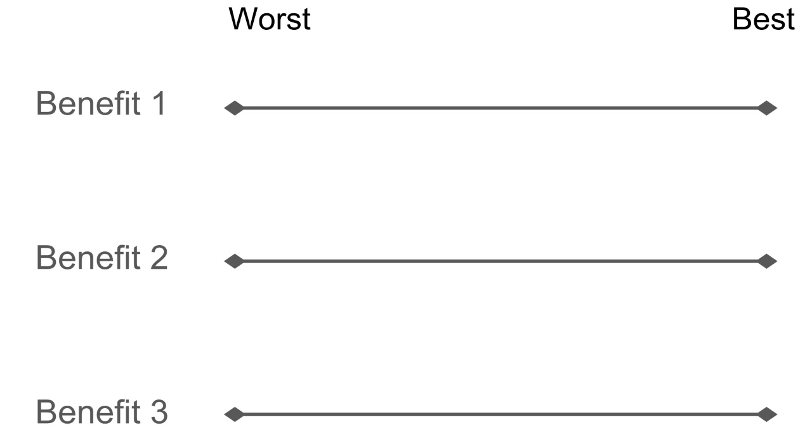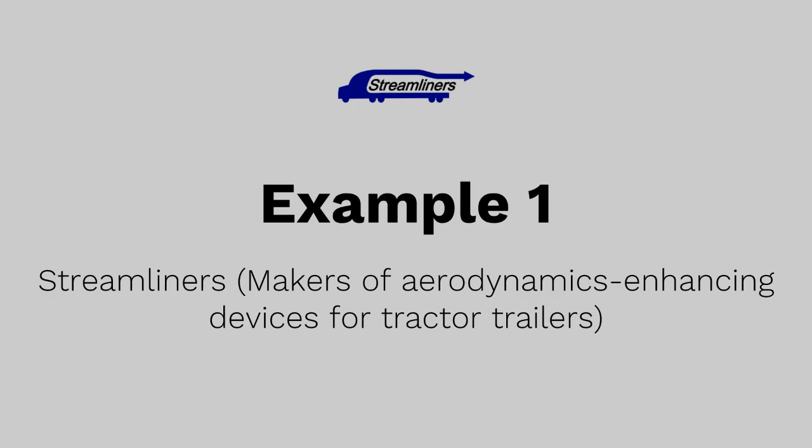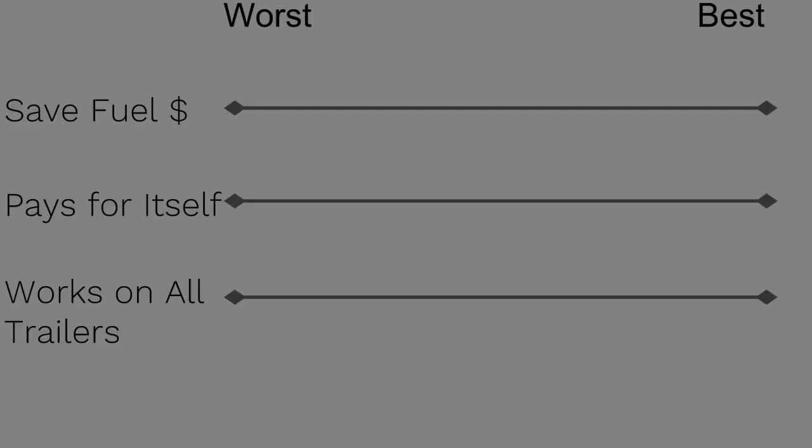What we're going to do is put logos on here. We're going to put our company logo and the logos of our competitors, and hopefully we're all the way to the right. Let's get an example. Here's a company called Streamliners. They make aerodynamic enhancing devices that go onto tractor trailers, right? Their customers are the owners of tractor trailer fleets.